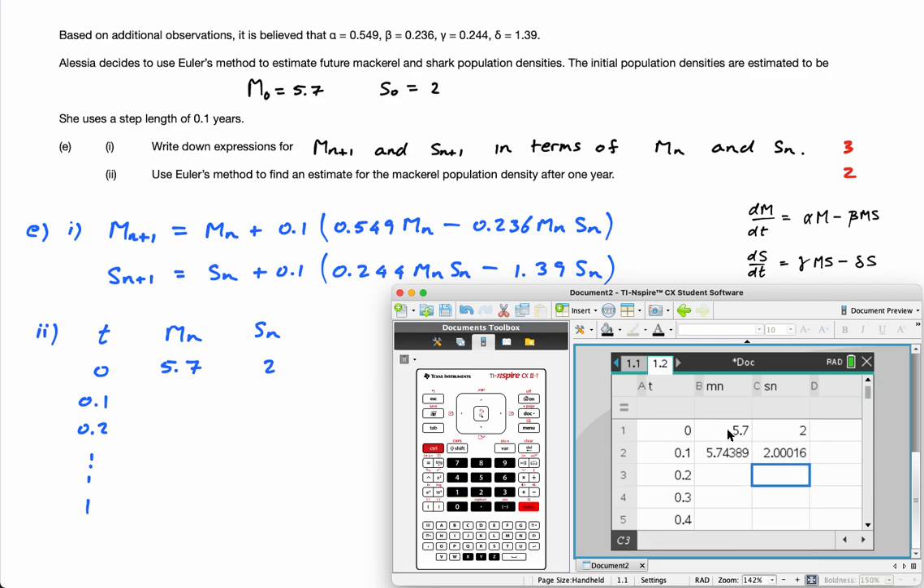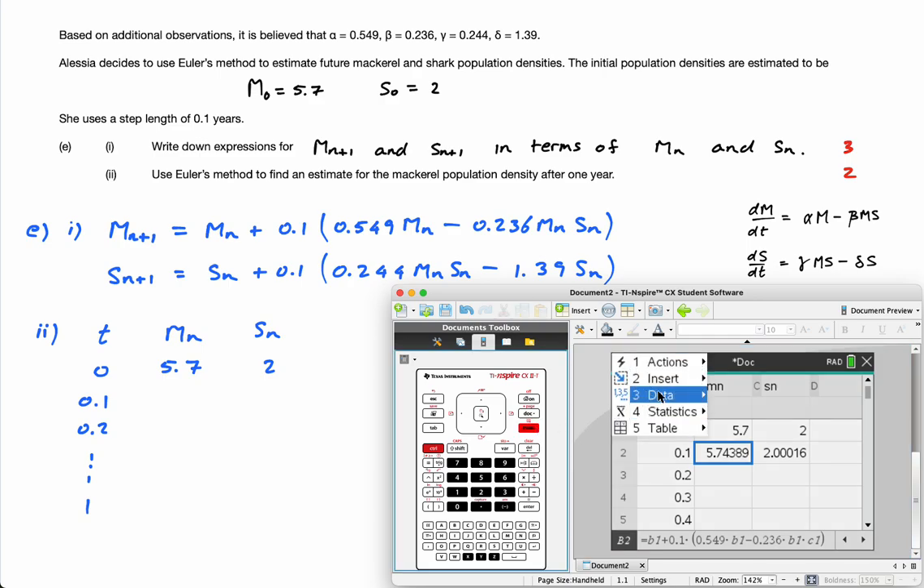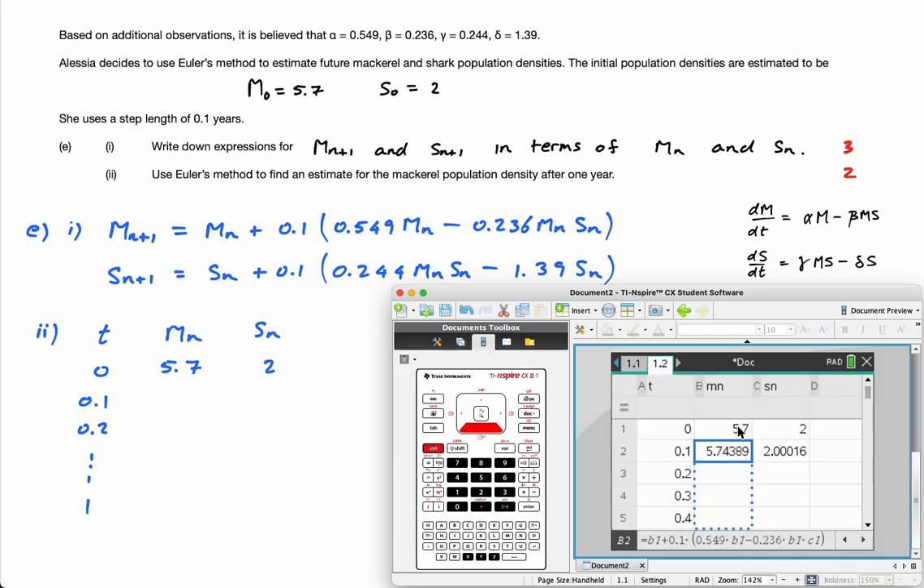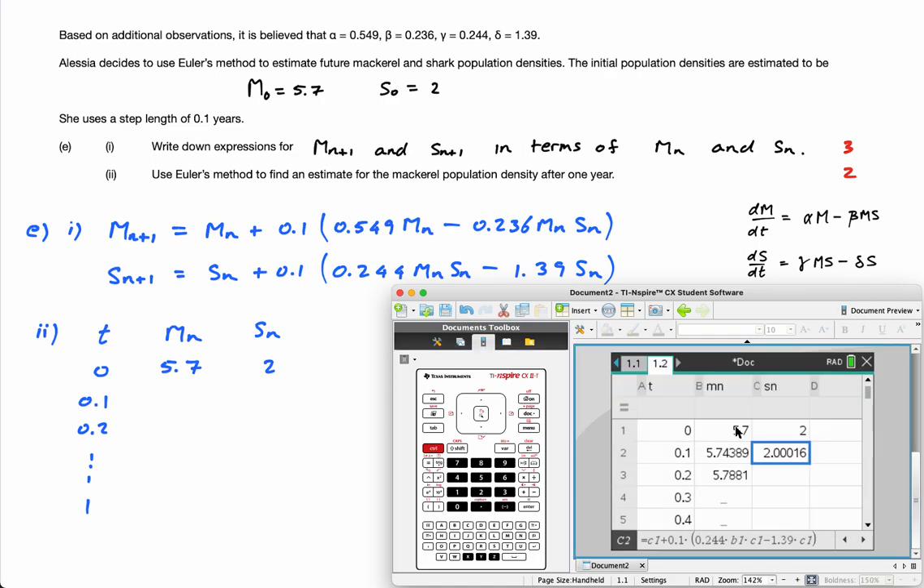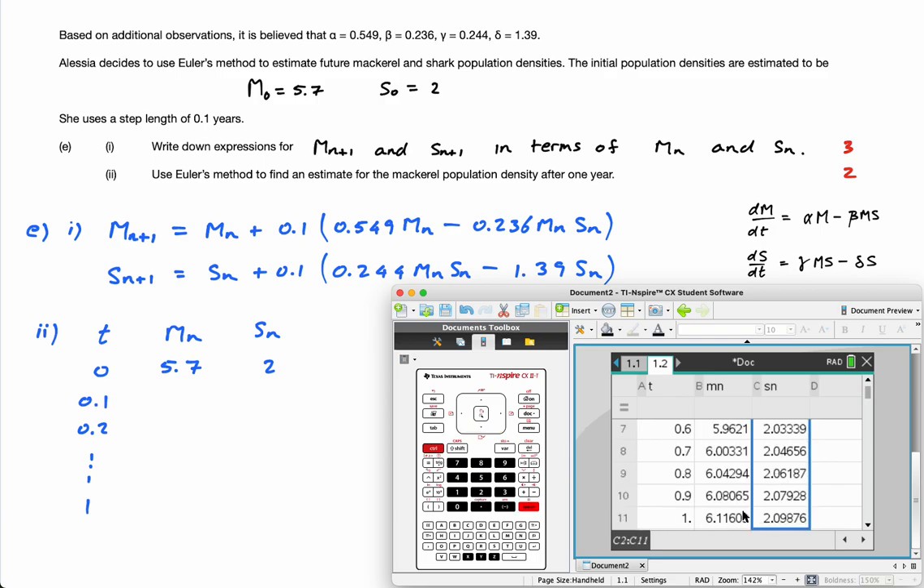So it kind of makes sense, well, it should, that the populations aren't wildly different than they were before. So he's close to 5.7 and he's close to 2. Both populations have increased in the first 10th of a year. Anyway, I'm now going to drag this down. Guys, the easiest way to do it is menu, data, fill, and I drag it down to 1. There you go. Now they haven't filled in because I need to do the same here. So menu, data, fill, bring it down to here, and then I get this.